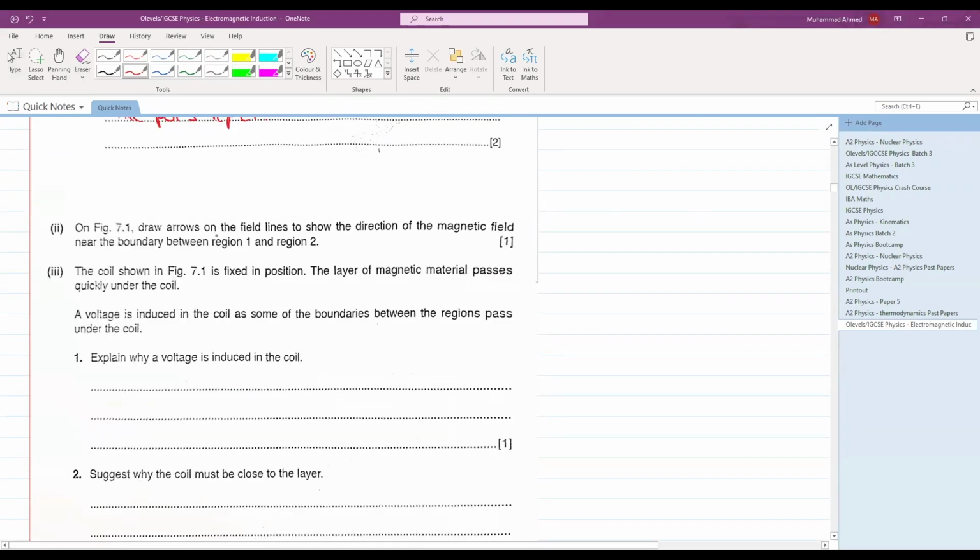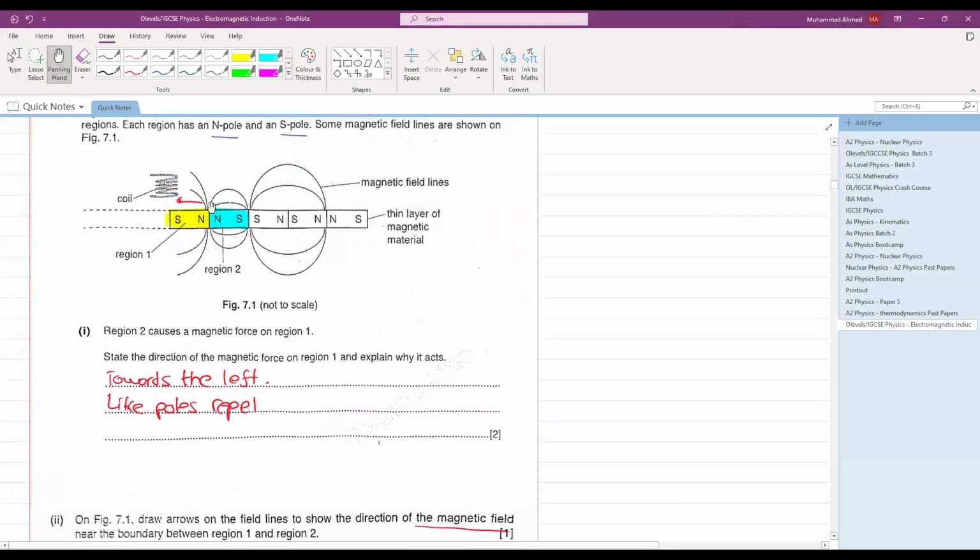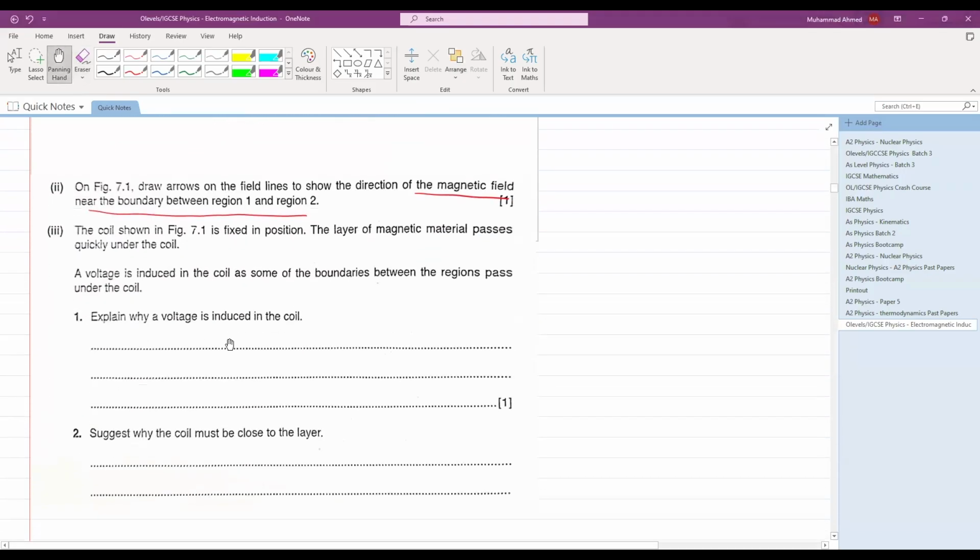On figure 7.1, draw arrows on the field lines to show the direction of the magnetic field near the boundary between region 1 and 2. So you have to show the direction of the field line. You will say north to south. And here the arrows will emit away from north. Let's erase this arrow, this is getting confusing. Yeah, so these will be your magnetic field lines.